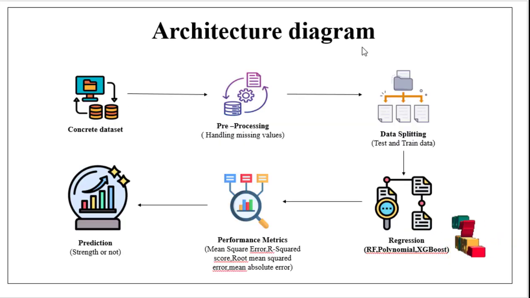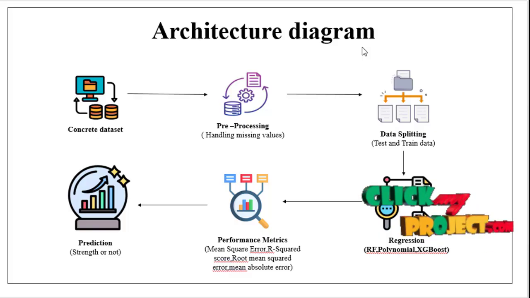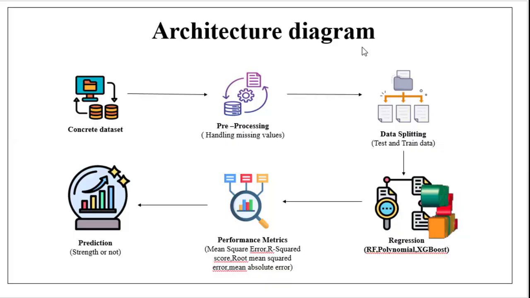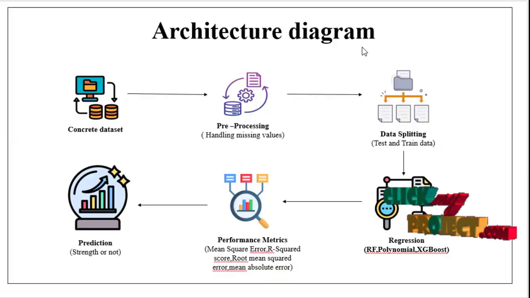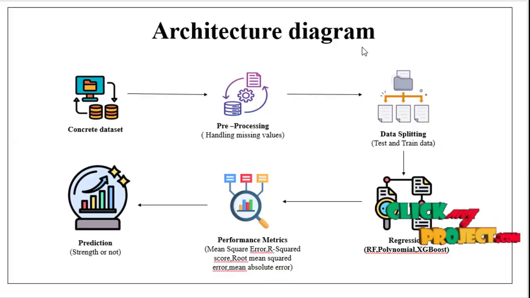This is our workflow diagram. First, we collect the dataset from Kaggle and carry out the preprocessing step, handling the missing values, and then the data splitting. The whole dataset is split into train and test, and carried to the regression models.